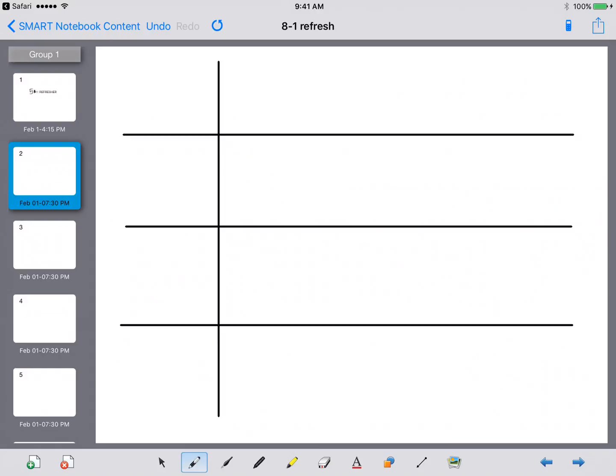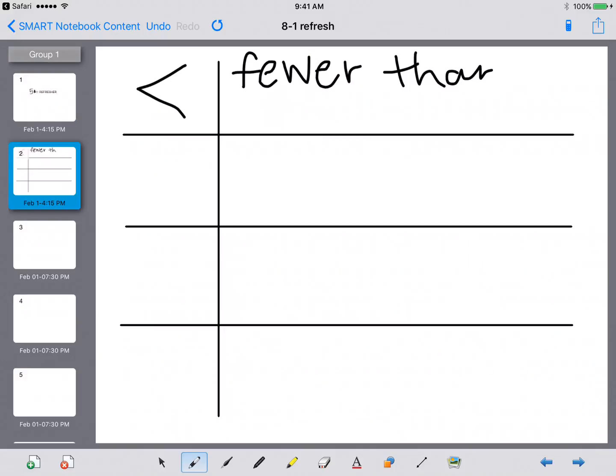We're going to start off by completing that chart that we started, starting off with the less than symbol, which means fewer than or less than. So those are two words that you could see. I'm going to apologize for my handwriting now. It's a little messy with how I'm doing this.